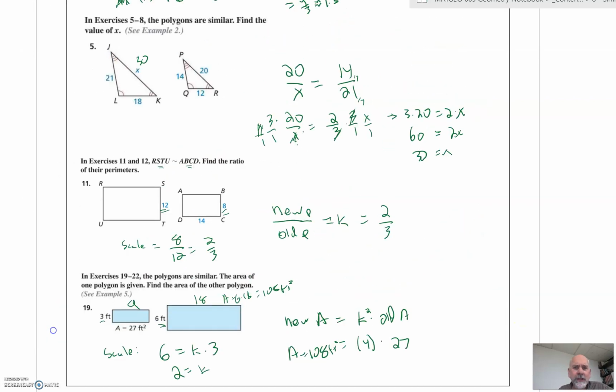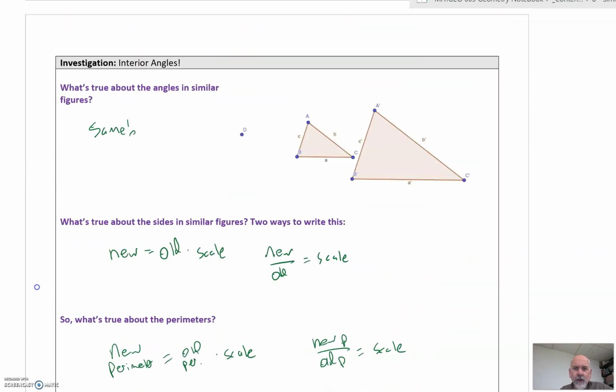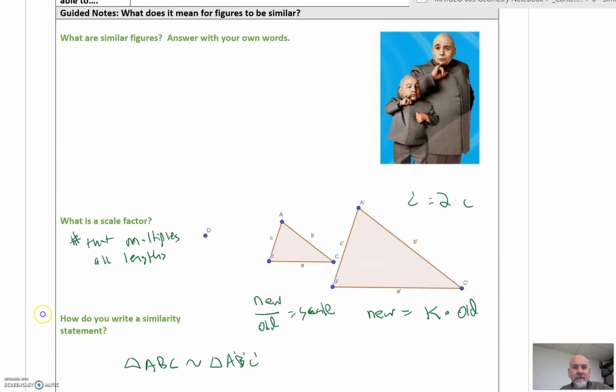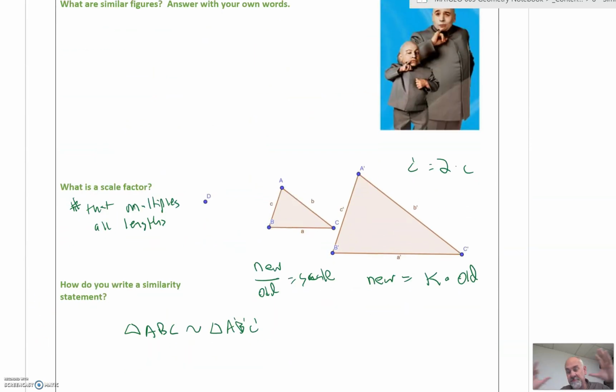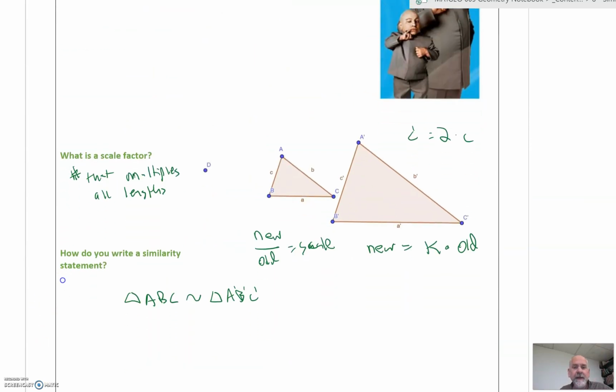So what did we learn today with these videos? We learned what similar figures are, bigger or smaller versions of an original figure. And the scale factor is what you multiply by to get the new one. So if you've gotten bigger, you're going to multiply by something bigger than 1. If you get smaller, then you're multiplying by something less than 1.